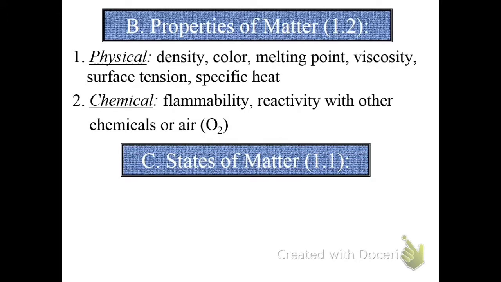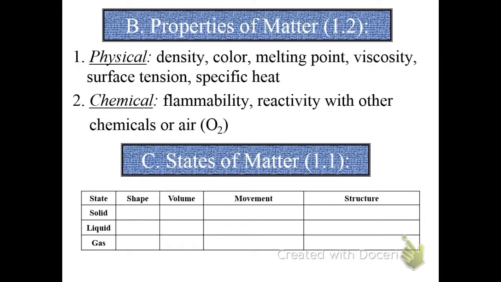The next thing I want to talk about is the states of matter and kinetic theory, which is how matter is put together. So there are three states of matter that we're concerned with: solids, liquids, and gases, and we're going to look at how their shape and their volume are defined. So the shape of a solid is going to be definite. Solids keep their shapes, and their volume is also definite. These have a set shape and volume.